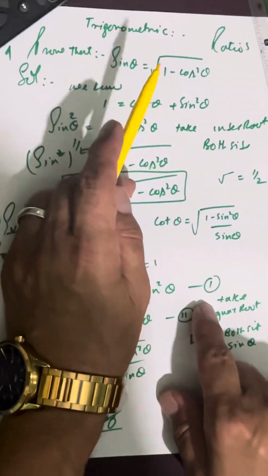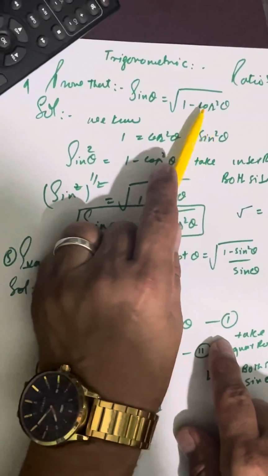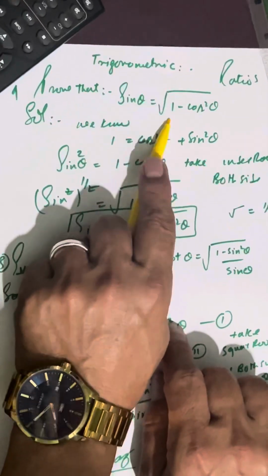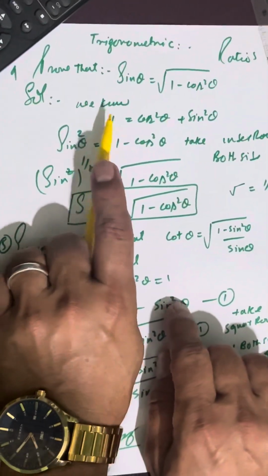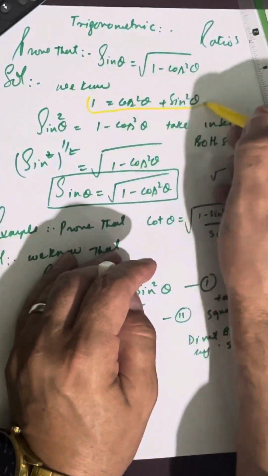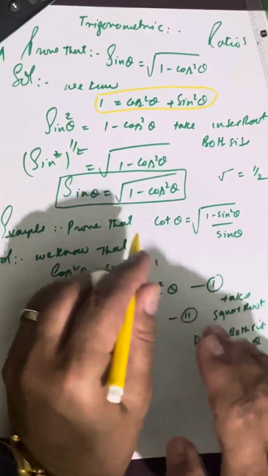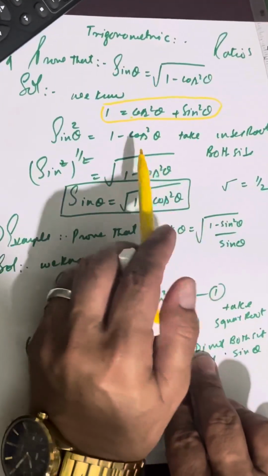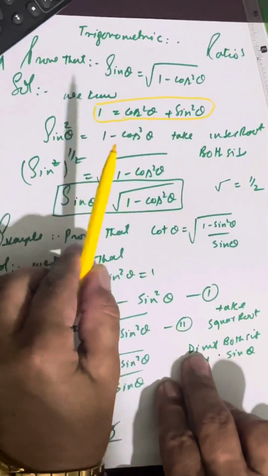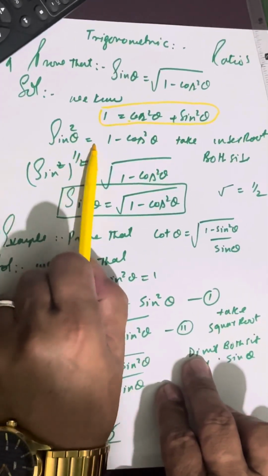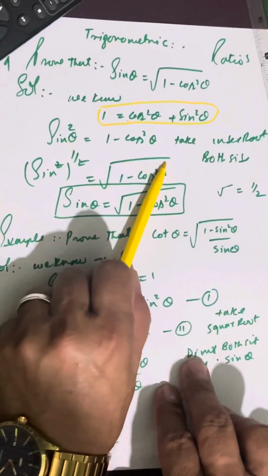Prove that sine theta is equal to the square root of 1 minus cos square theta. These are the ratios we're going to prove. From the trigonometric identity we have already proved, 1 is equal to cos square theta plus sine square theta. So from this equation, sine square theta is equal to 1 minus cos square theta.